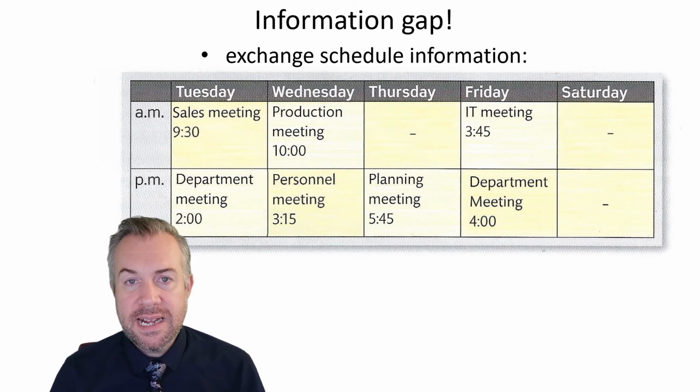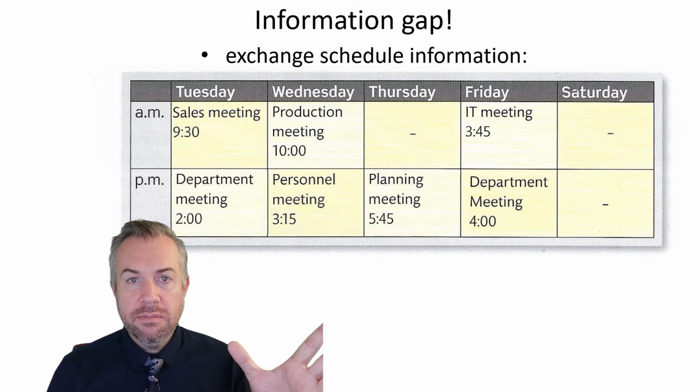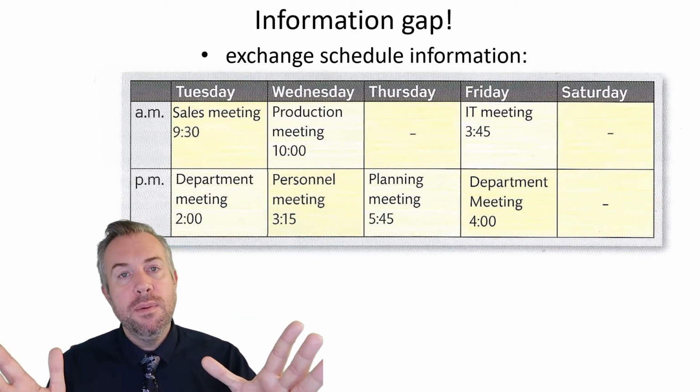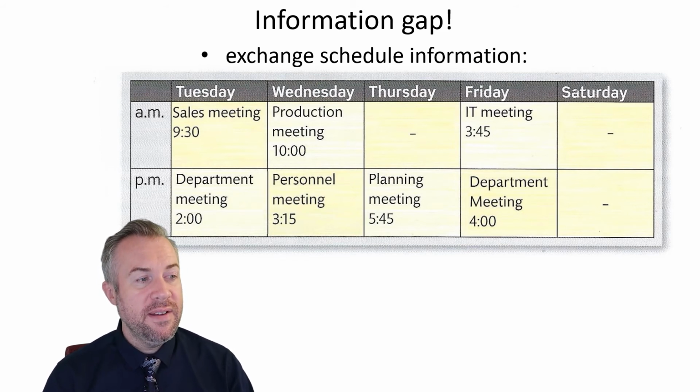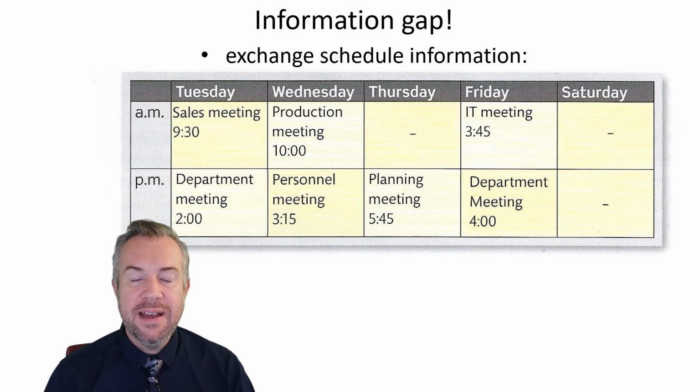If you have completed the activity, whether you are A on page 19 or B on page 77, you should have a completed schedule with 10 events. 1, 2, 3, 4, 5, 6, 7. Sorry, 7 events. There is an event on Tuesday morning, Tuesday afternoon, Wednesday morning, Wednesday afternoon, Thursday afternoon, Friday morning, and Friday afternoon, with no schedules on Thursday morning, Saturday morning, and Saturday afternoon.